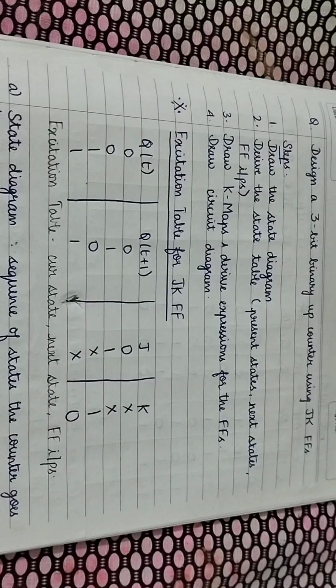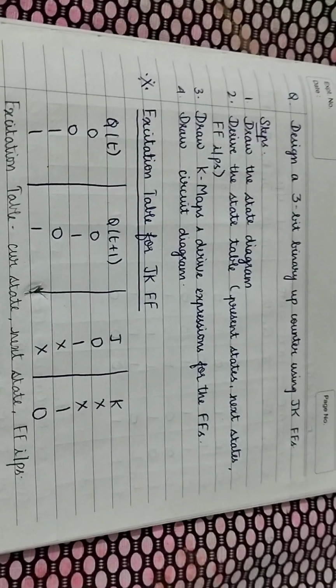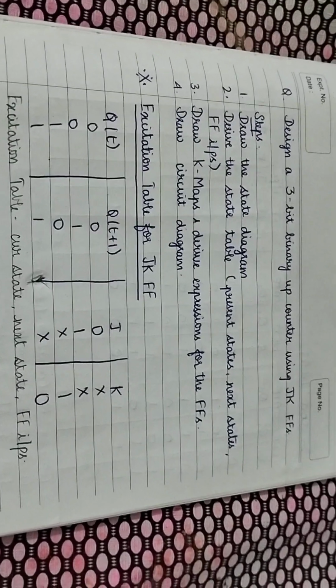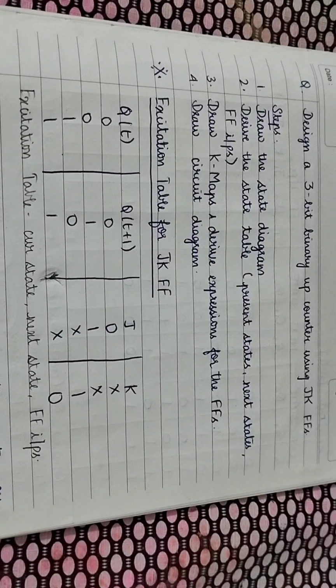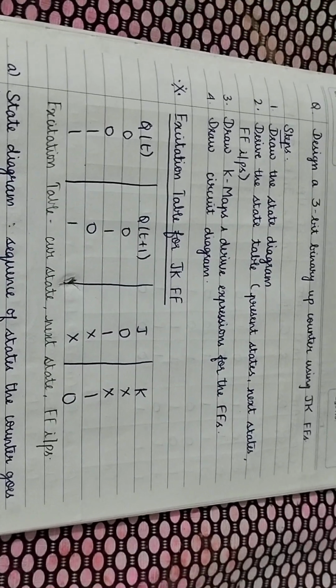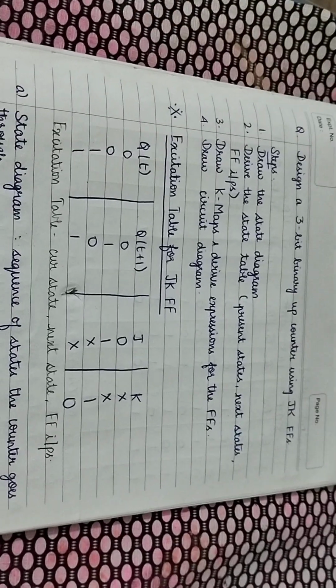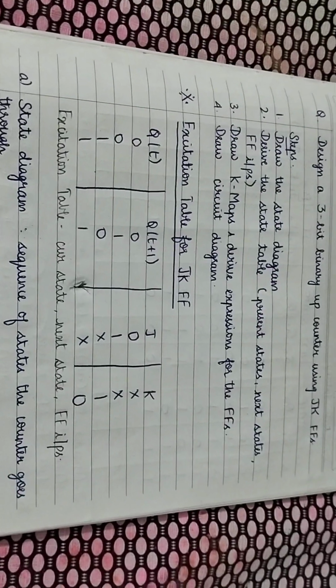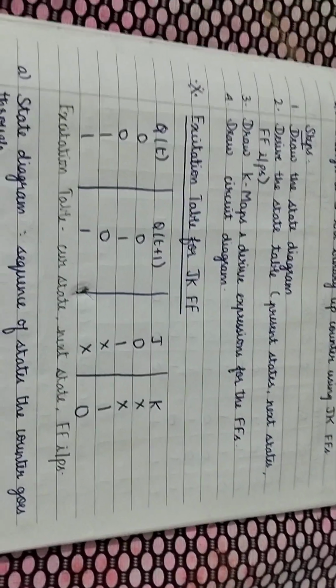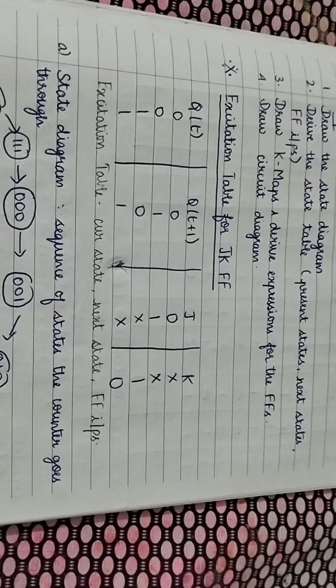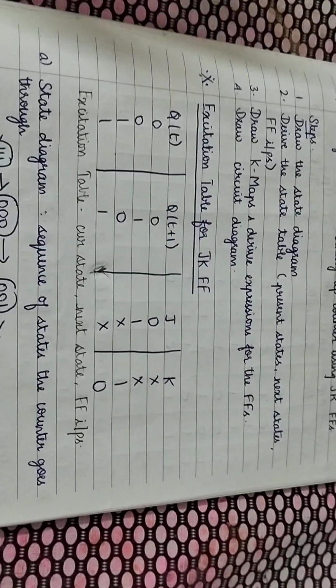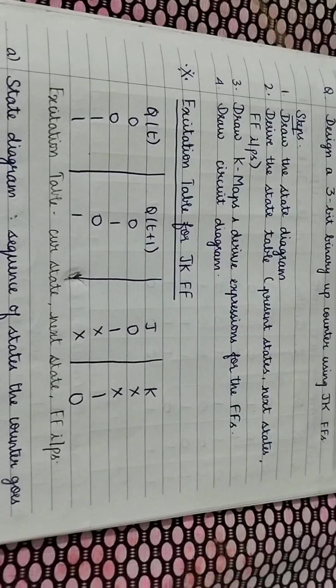To find that out, we use steps number 2 and 3. First is to derive the state table. The state table consists of the present state of the outputs, the next state and the flip-flop inputs. And we will use the excitation table for the JK flip-flop to derive the state table. I will explain in detail what the state table is.